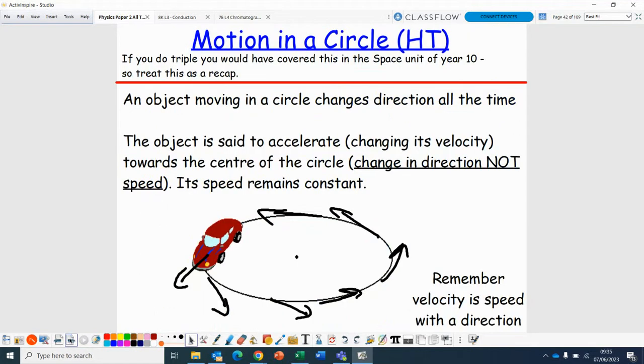Motion in a circle, another little higher tier bit here. Triple, this is also in a space topic as well. If you are traveling in a circle, you are said to be accelerating, but your speed is constant. The reason your speed is constant is because acceleration is a vector, so it also includes a direction. So it's the direction that's changing and not the speed itself.